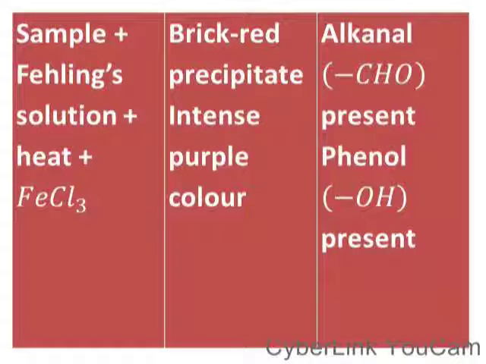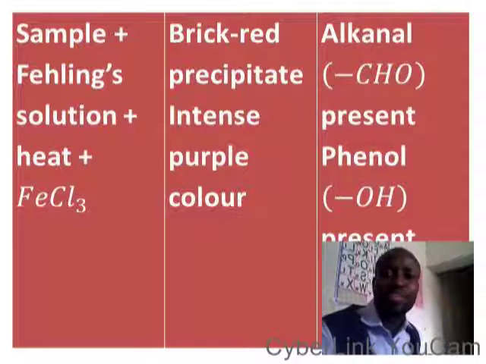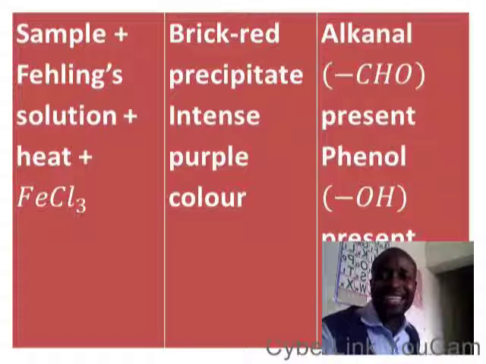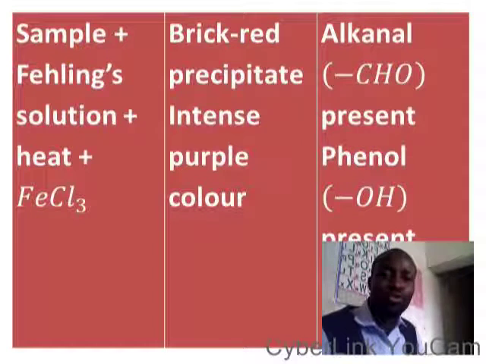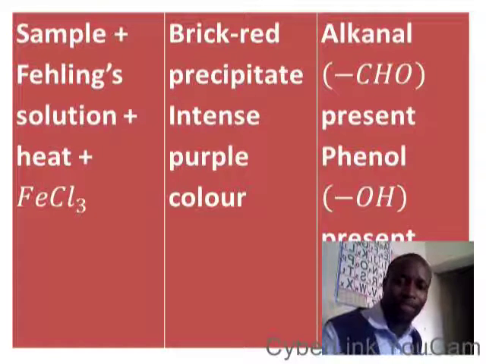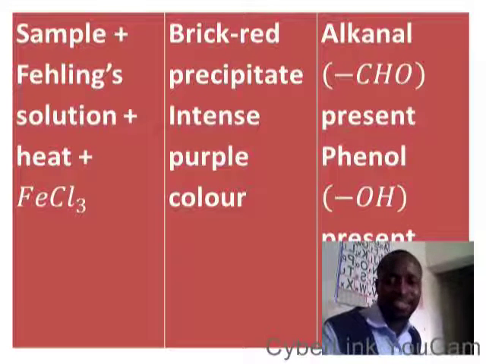Now let's move on to the next slide. When you have a sample of food plus Fehling's solution plus heat, if there is a brick red precipitate, an alkanal is present. Plus iron III chloride, intense purple color, and a phenol could also be present. So please, my dear student, do not take chances. Take your time to read.